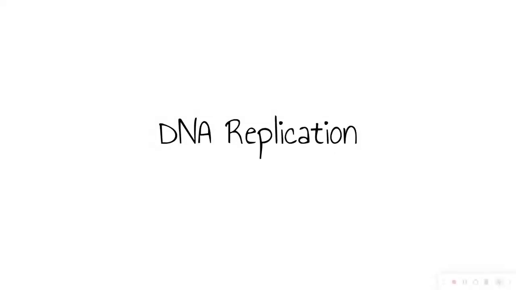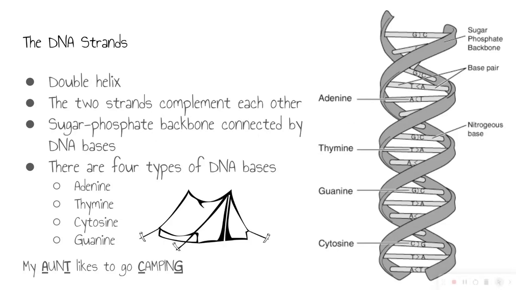In this video, we're going to talk about DNA replication. And first, let's take a look at a strand of DNA and see what its makeup is. Alright, so our DNA strands are going to be a double helix. So we're going to have two complementary strands, and they're kind of wound around each other.